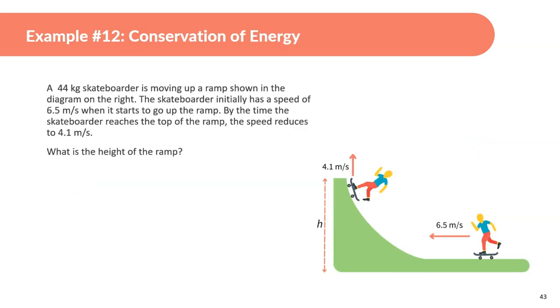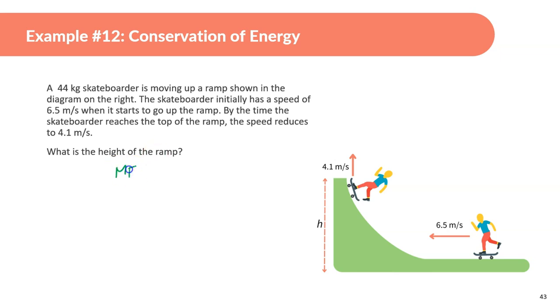Okay, number 12. A 44-kilogram skateboard is moving up a ramp shown in the diagram on the right. The skateboard initially has a speed of 6.5 meters per second when it starts to go up the ramp. By the time the skateboard reaches the top of the ramp, the speed reduces to 4.1 meters per second. What is the height of the ramp?